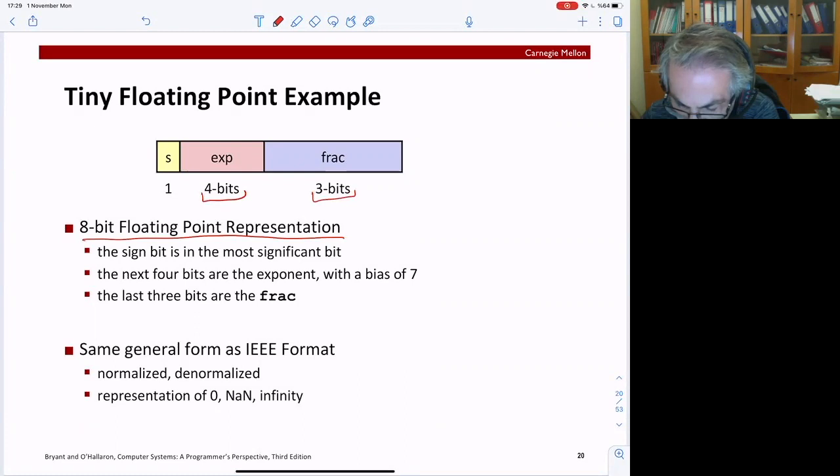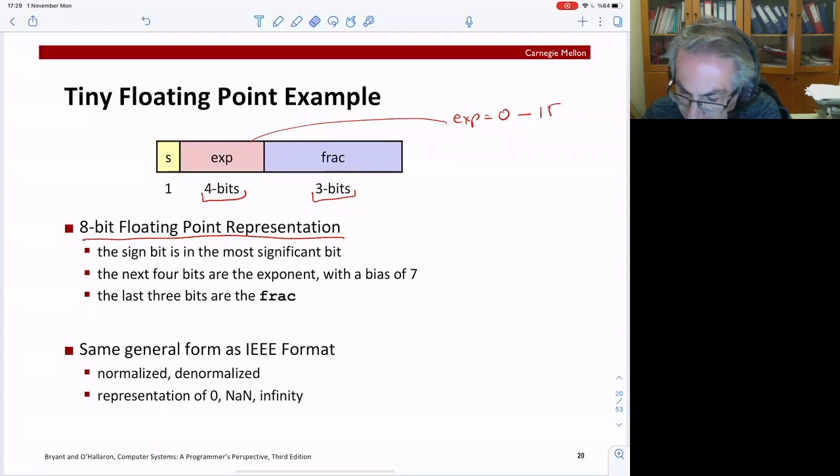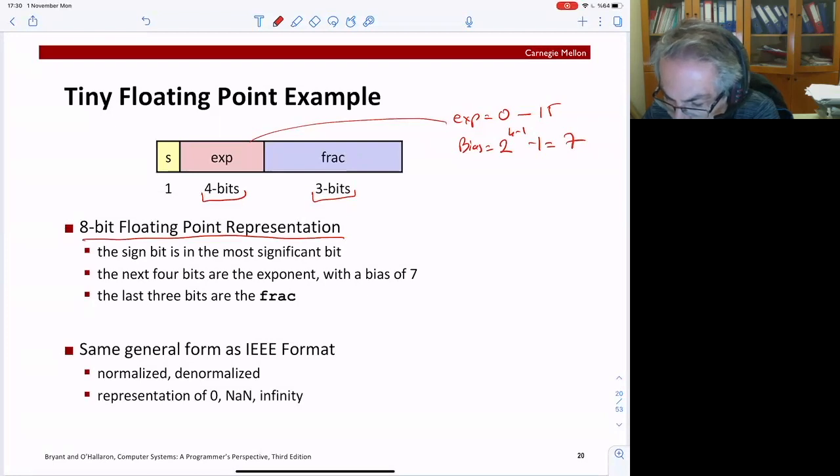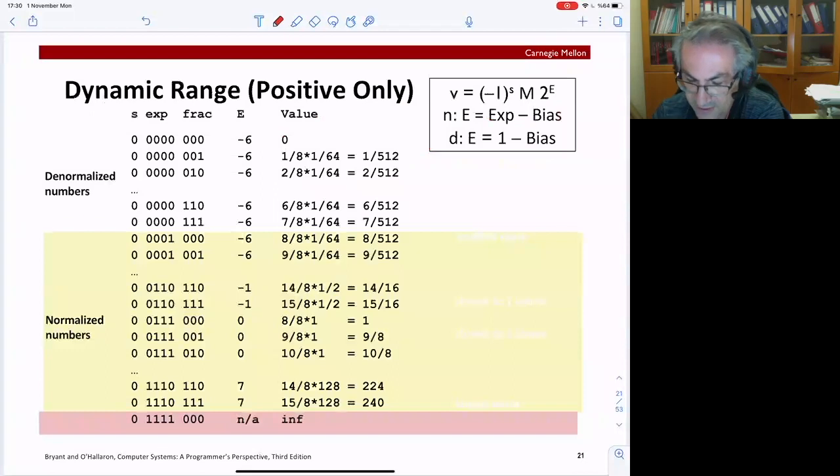Since I have 4 bits as the exponent, the numbers I can represent go from 0 to 2 to the power 4 minus 1, which is 15. And the bias is 2 to the power 4 minus 1, minus 1, which is 7. If the exponent is above 7, then it's positive; if it's below 7, it's negative. And I have 3 bits for the fraction. This is the same thing, and we'll see how different bit patterns represent numbers.